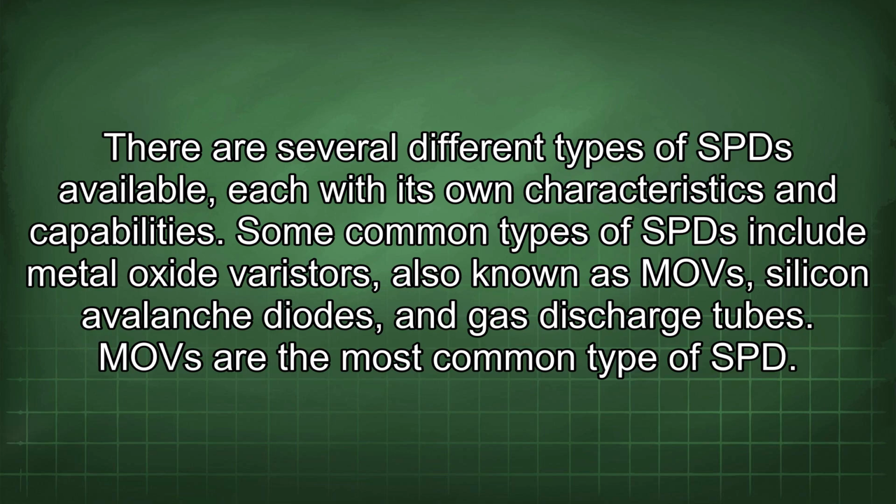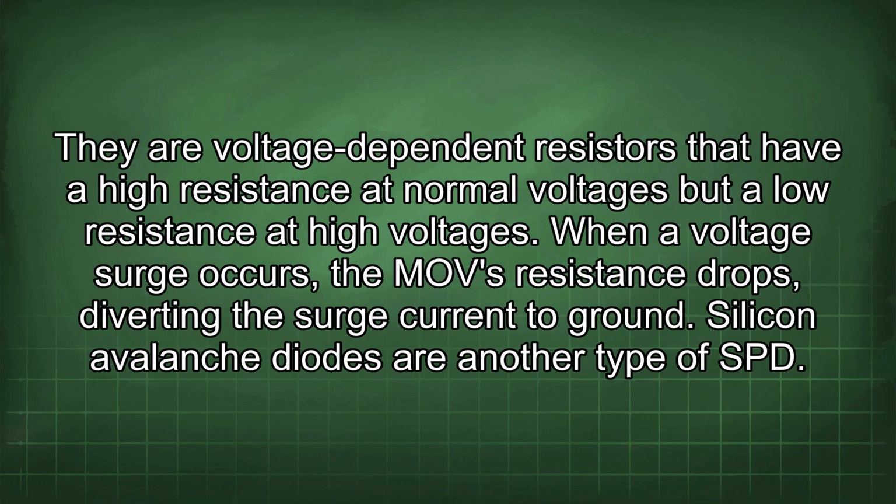MOV are the most common type of SPD. They are voltage-dependent resistors that have a high resistance at normal voltages but a low resistance at high voltages. When a voltage surge occurs, the MOV resistance drops, diverting the surge current to ground.